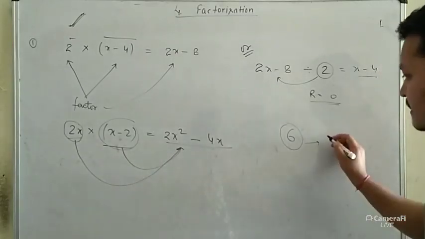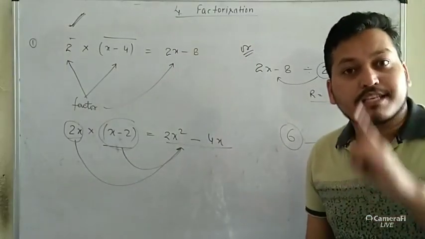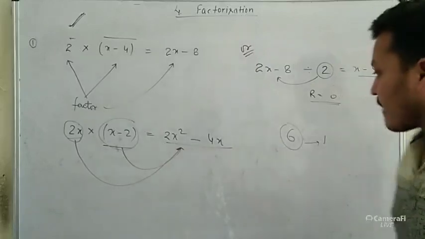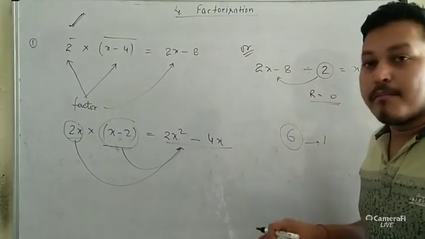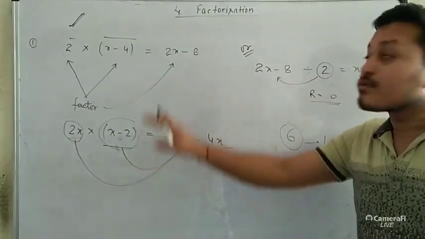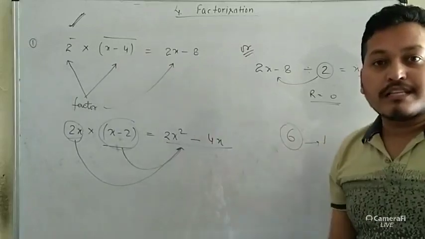So the factor of 6: first, 1 is the common factor. 1 is the factor of each and every number. Remember this in your mind. But this is based on numbers; in our syllabus, we are given factorization on the basis of algebraic expressions.